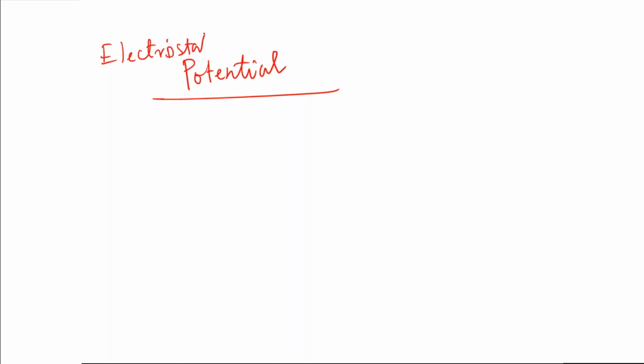So we have learned potential energy. Now we'll be learning potential. What is potential? And this is electrostatic potential. We have learned the potential energy, that is electrostatic potential energy. So this is electrostatic potential.